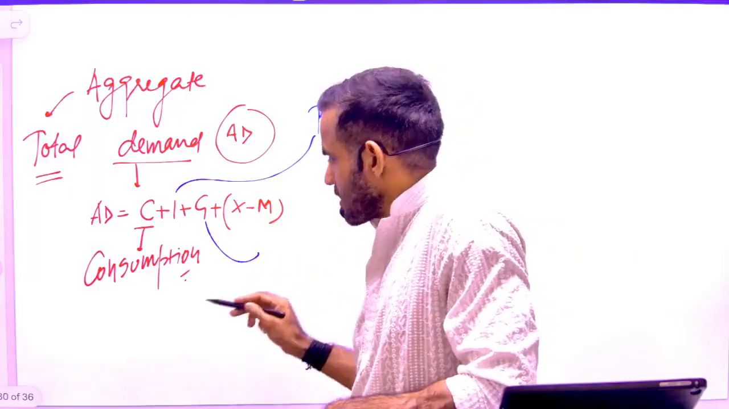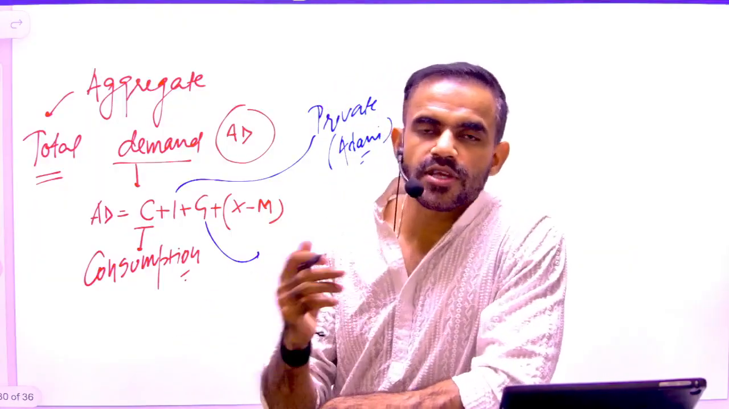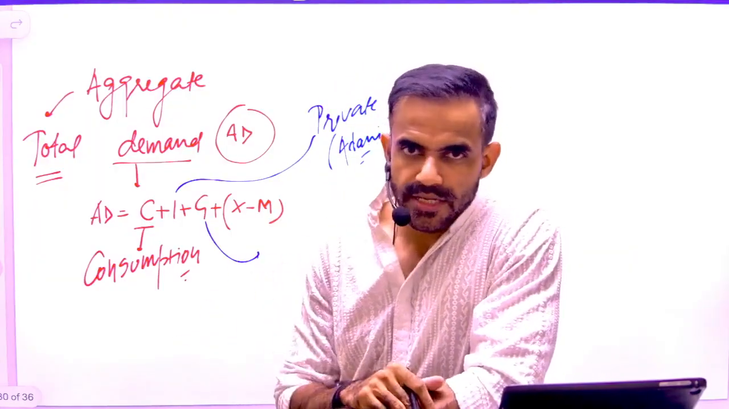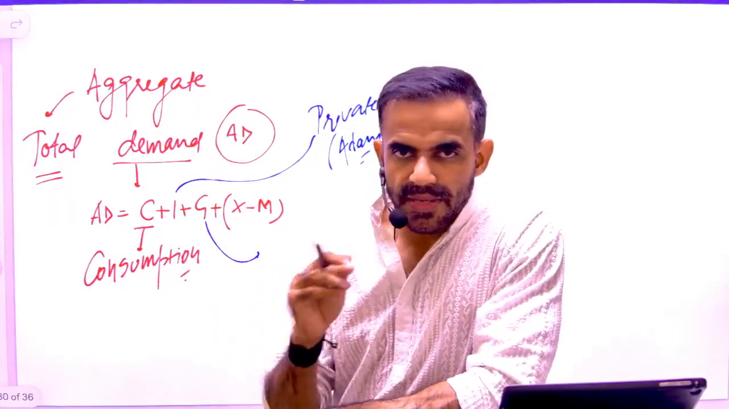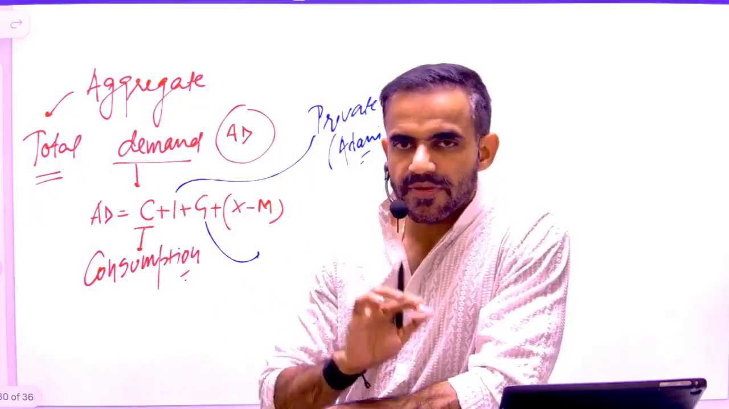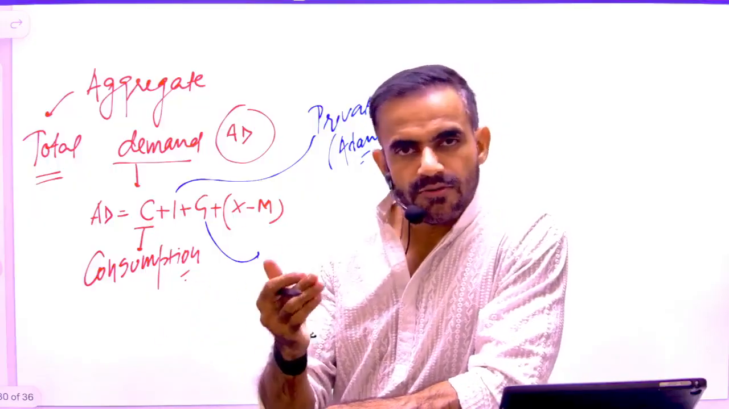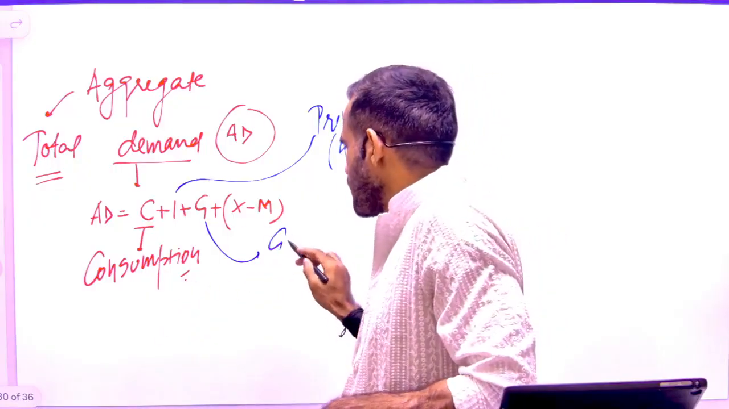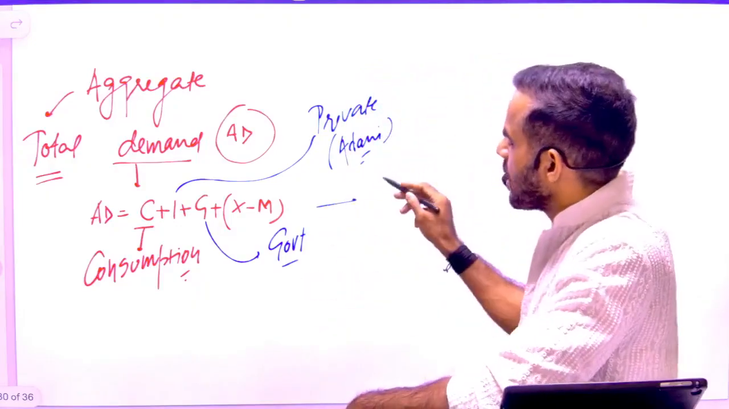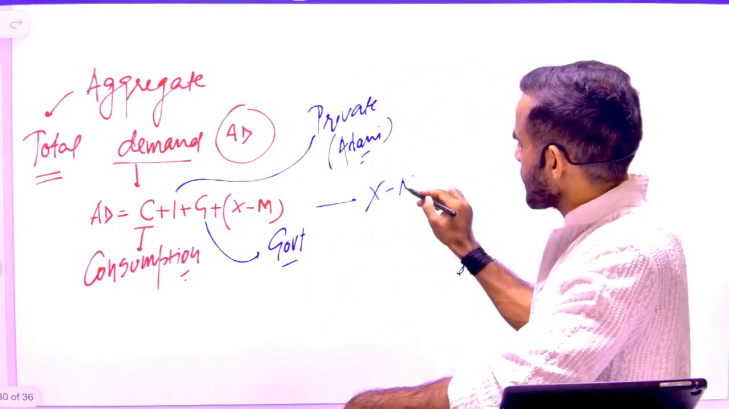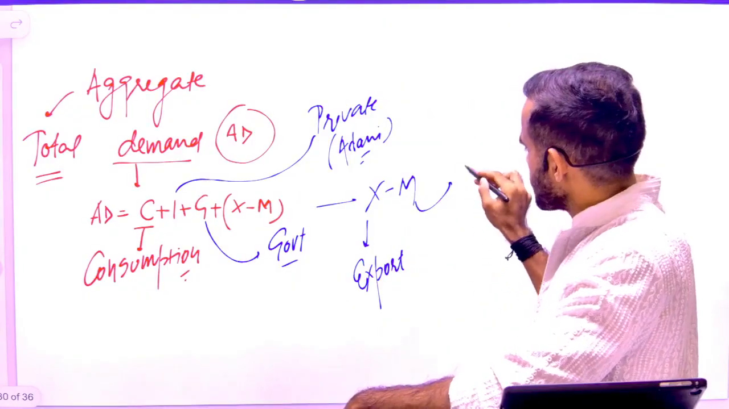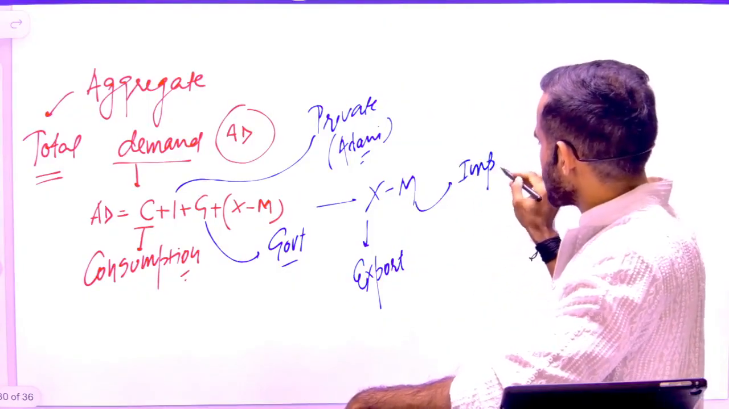Similarly, if the government spent some money on some kind of road infrastructure, they need raw material. They are going to pay money to the people who are working there. Those people will get money. They will spend that money. That will also create a demand. So this is the government side of the demand. And X minus M. What is this X minus M? X is export and M is import. Now, you need to understand one thing.